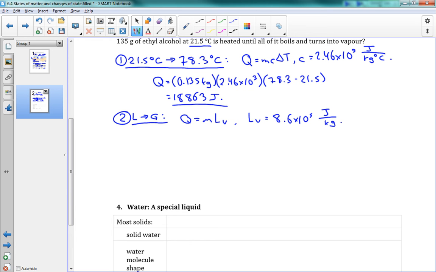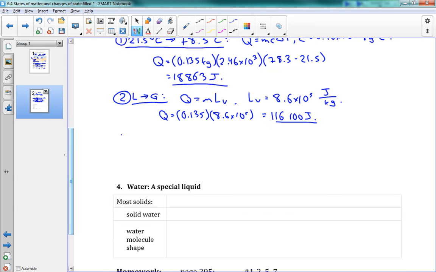Okay, so we've got Q equals mLV. So the mass, 0.135, and our latent heat of vaporization. That gives us a Q of 116,100 joules. And notice that's way more energy than it took to heat it up. And that's usually going to be the case. Changing state takes a lot of energy.